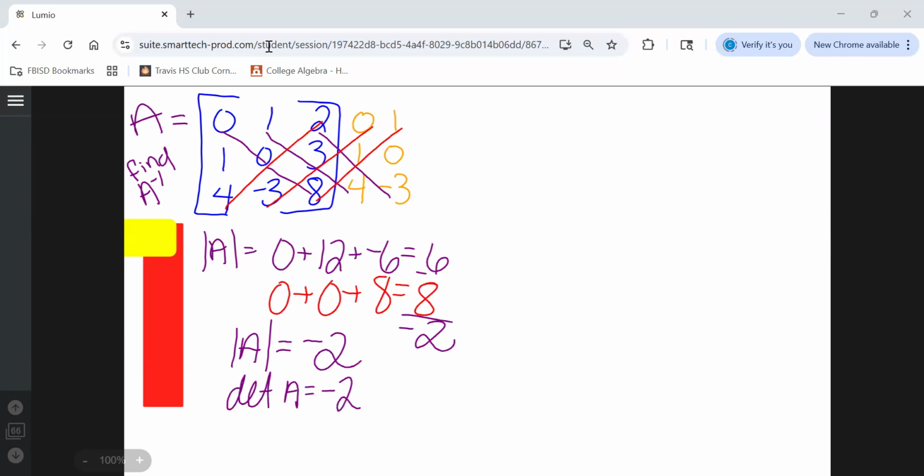Now, keep in mind that whenever your determinant is 0, you cannot find the inverse. So what we're going to do is we're going to take our determinant here, and we're going to go ahead and put it in the inverse formula. So we're finding the inverse of A. Make sure it's an inverse notation. And we're going to put the determinant under 1. So we have 1 over negative 2.